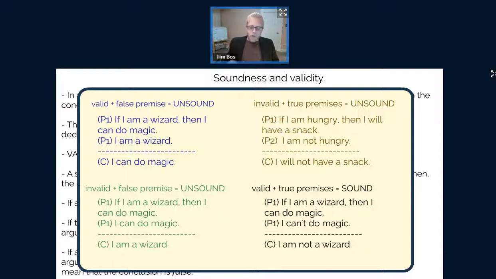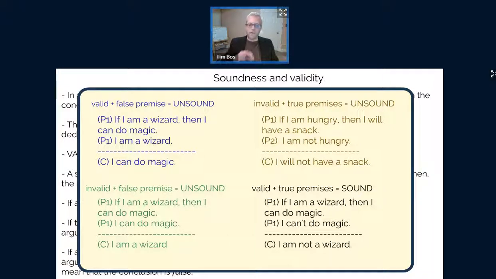Okay, so anyway, the third one there, the one in green, is unsound because it's both not valid and it's got a false premise. I can't do magic, I'm sorry to say, right? I can barely do magic with coins for my kids or something like that. I'm not very good at that even, so I can certainly not do real magic. So it's a bad argument, right?